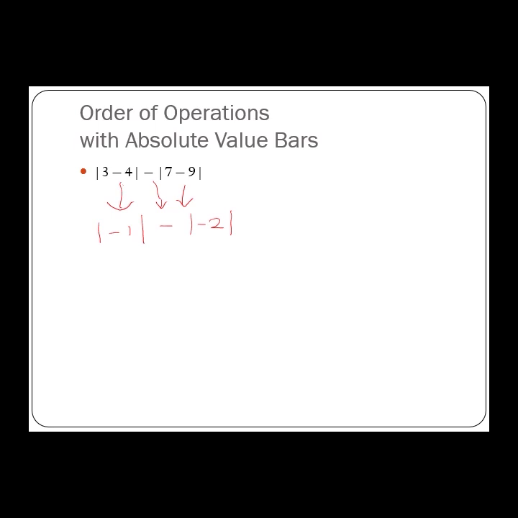Now that we have just a number inside the bars, we can take the absolute value. The absolute value of negative 1 is 1. The absolute value of negative 2 is 2. And that negative sign, that subtraction sign, is still a subtraction sign. At this point, all of the absolute value bars are gone, and we're just going to do the math. 1 minus 2 is negative 1.